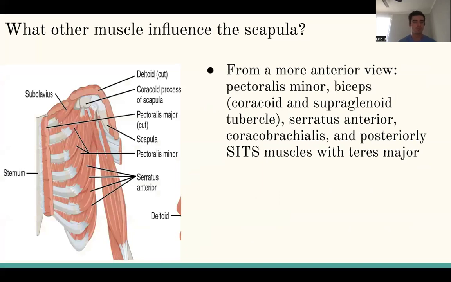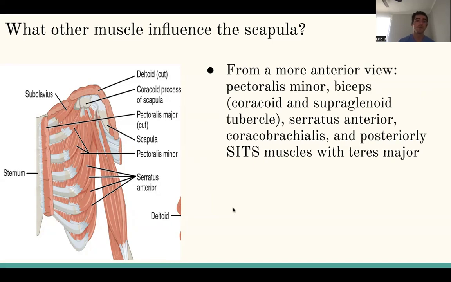Now there's a few other muscles that influence it. We also have the pec minor, like as we talked about before. It's originating usually around ribs 3 through 5, and it's inserting into the coracoid process. So it helps to stabilize and protract the scapula. With the biceps, right? We had the long head, which is originating right over here at the coracoid, going into the radial tuberosity.